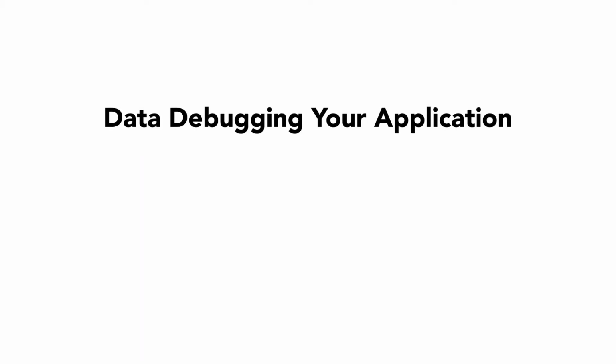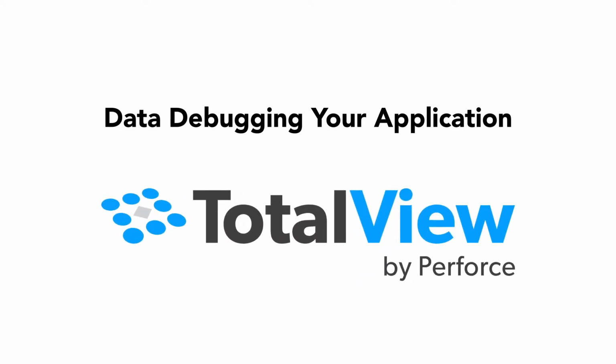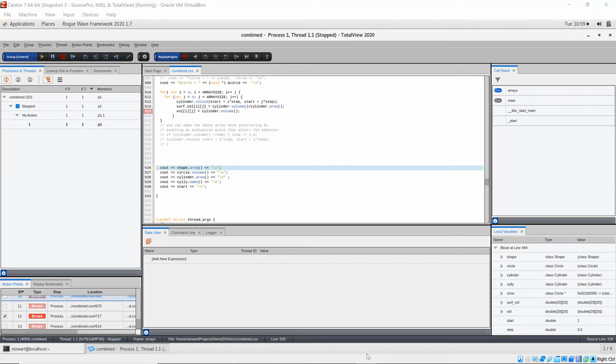Data debugging is an important aspect of debugging your application, and TotalView has some useful features to help with this. So here's an application that I've already started debugging. Over here on the right hand side we can see the local variables.